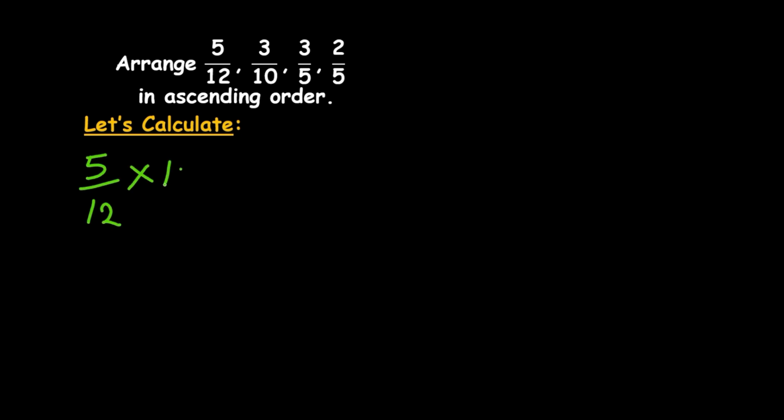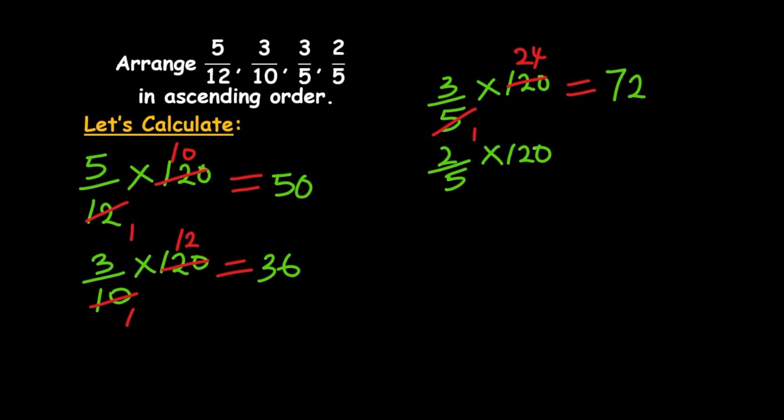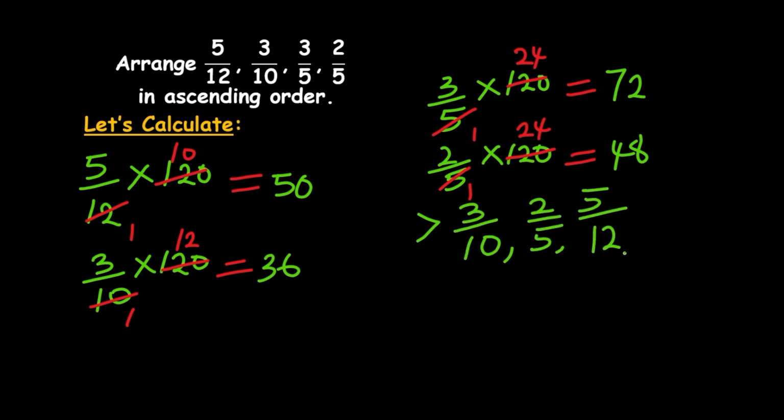5/12 times 120 is equal to 50. 3/10 times 120 is equal to 36. 3/5 times 120 is equal to 72. 2/5 times 120 is equal to 48. Arranging the values in ascending order gives 3/10, 2/5, 5/12, 3/5.